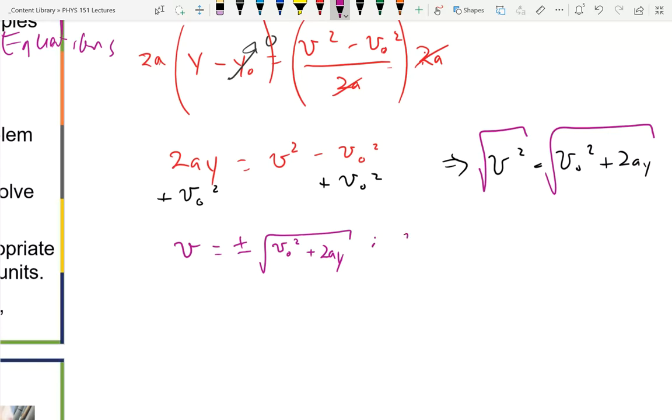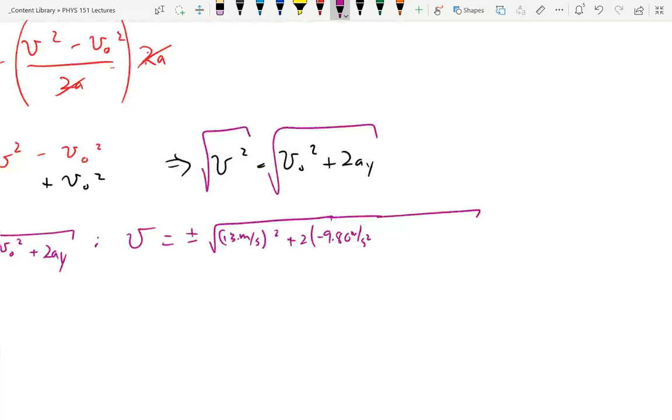So now speed is equal to plus or minus the square root of, my v initial is 13 meters per second squared, plus 2 times my acceleration, minus 9.80 meters per second squared, and based on the random choice made by sophomore student David Chapman, I'll stop that eventually, times minus 5.10 meters, I believe it was. Then I can calculate this. I can't do this in my head. I need a little help.